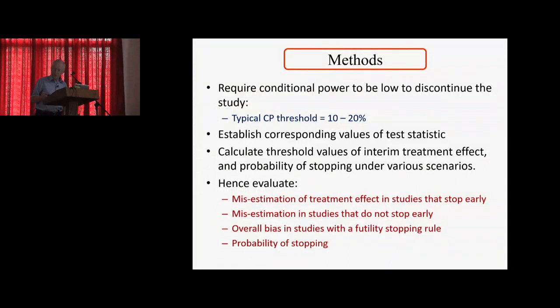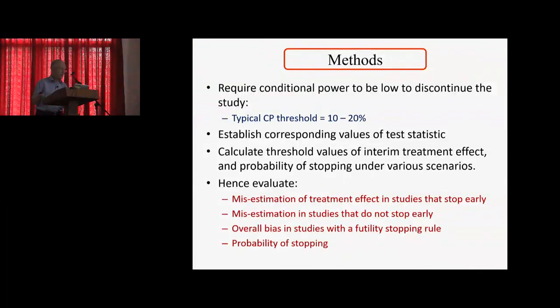And in the methodology, what we need to do then is once we've chosen that threshold, we have to find the corresponding value of the test statistic, the Z value, for example, and also the analogous threshold values on the treatment effect. So in other words, how big a treatment effect do we need in order to keep going? And then the probability of stopping under these various scenarios, particularly those two main assumptions about the future data. And then we can estimate all these quantities that I mentioned before.